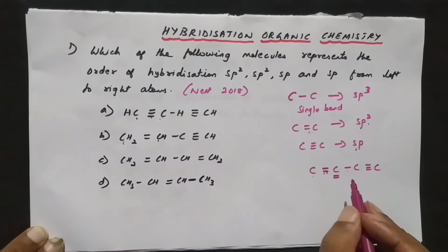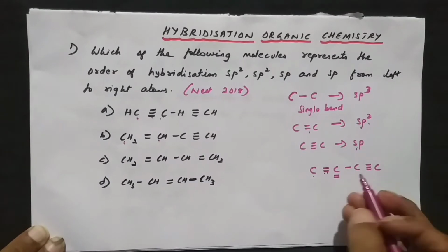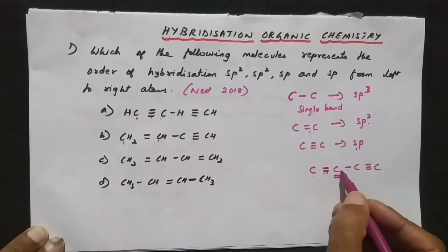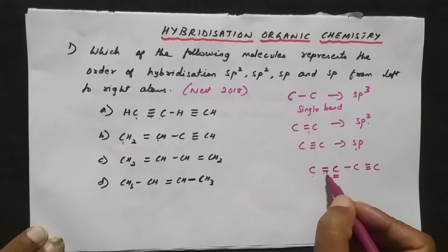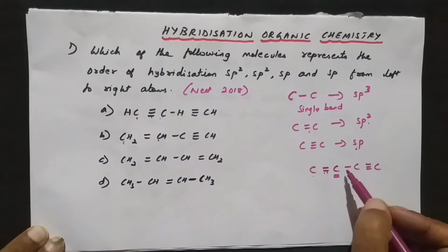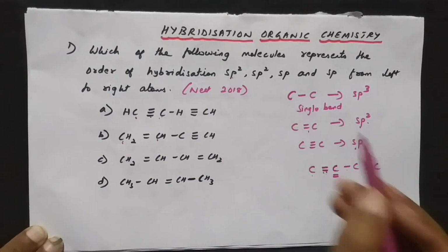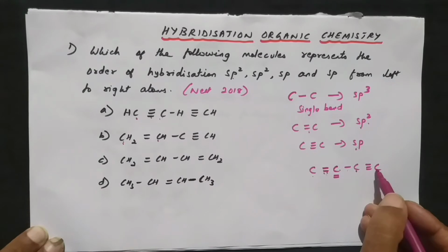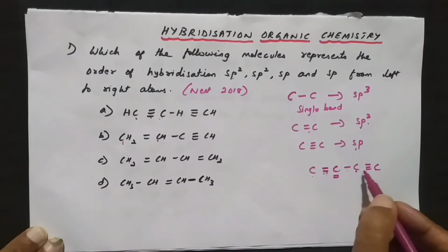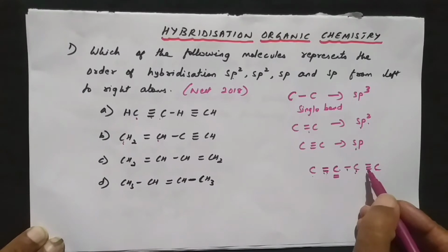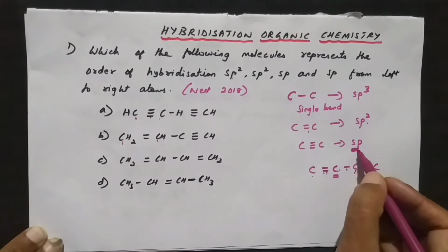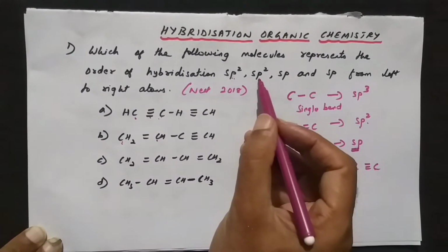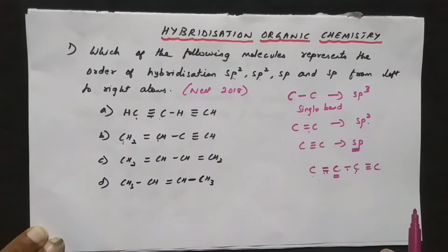If any one bond is a double bond, then it's once again sp square. So for the second carbon, between carbon and carbon we got a double bond, so again the answer will be sp square. So sp square and sp square. Let me check the third carbon. When you take the third carbon, you have to check with the second and fourth, the left and the right. On the left I have got a single bond, but on the right I have got a triple bond. So any one triple bond is sp. So probably we got sp square and sp here in this case.